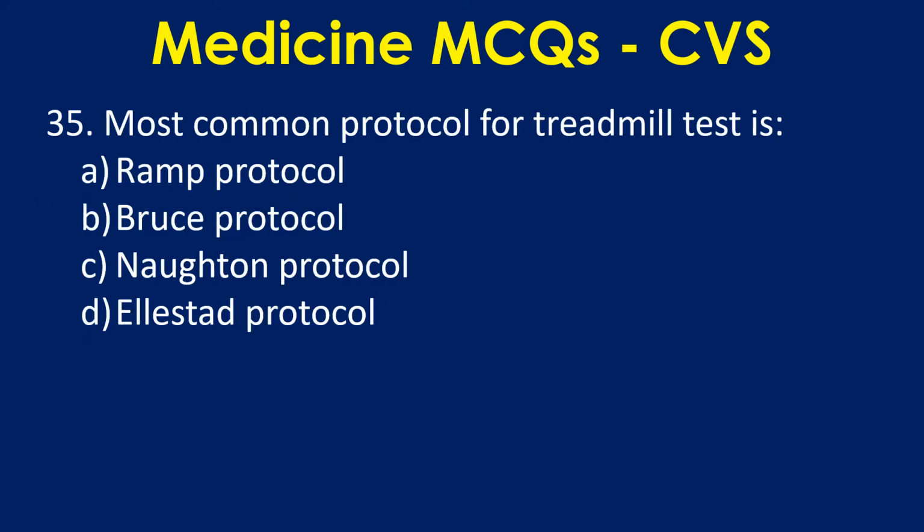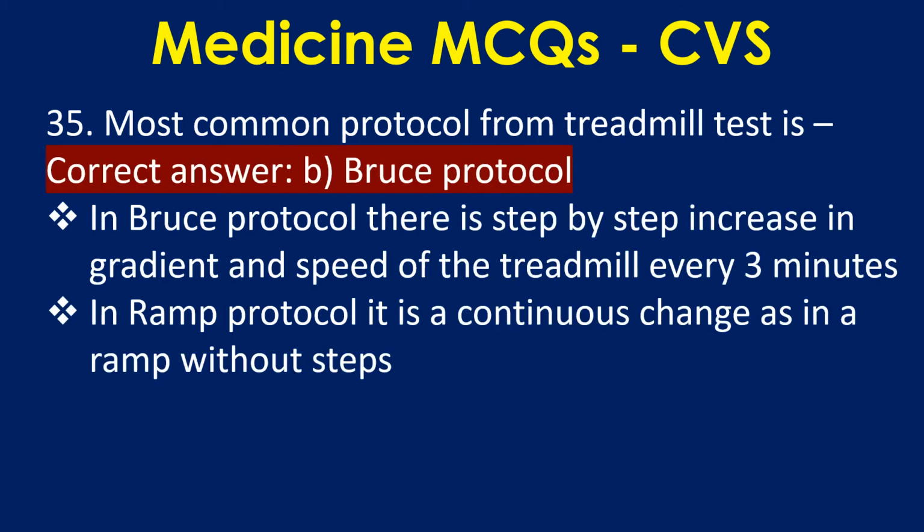Most common protocol for treadmill test is: A. RAMP protocol, B. Bruce protocol, C. Norton protocol, D. Ellestad protocol. Correct answer B. Bruce protocol. In Bruce protocol, there is step-by-step increase in gradient and speed of the treadmill every 3 minutes. In RAMP protocol, it is a continuous change as in a ramp without steps.